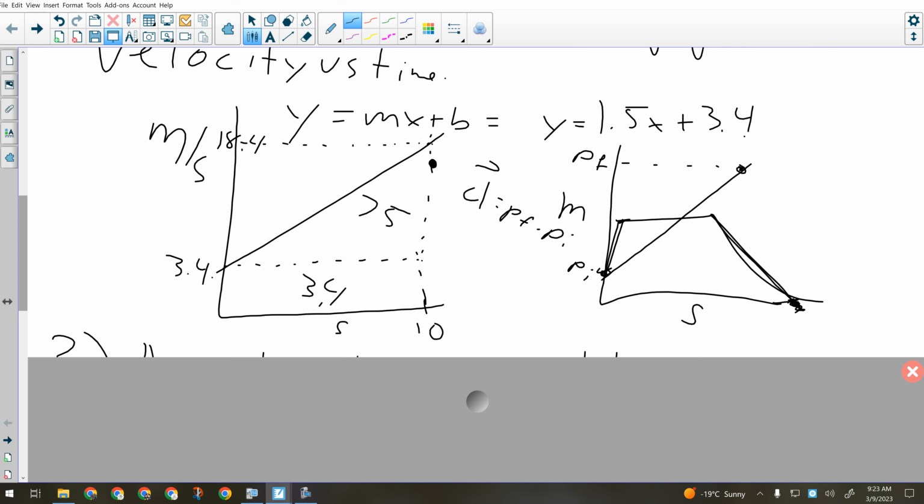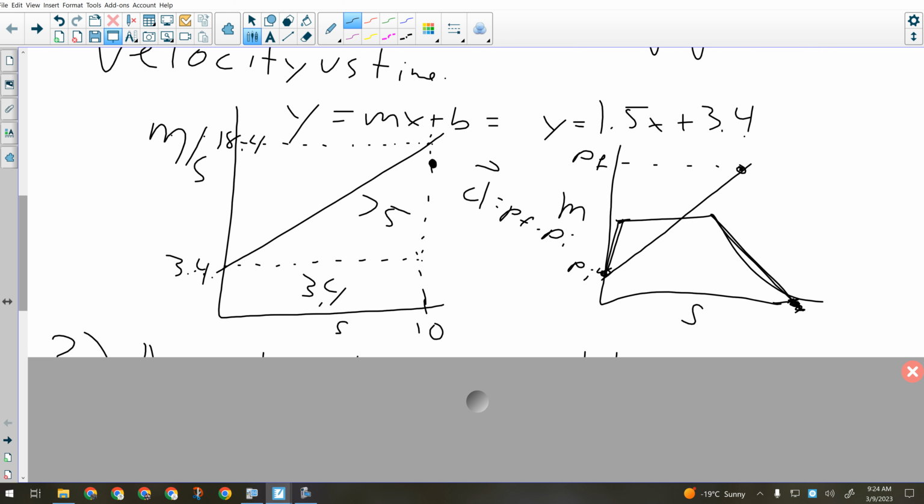If I had a velocity versus time graph like the one on the left here, I'd be given the equation for the line. What would the slope represent on this one? Yeah, the slope would represent acceleration because it would be meters per second minus meters per second, or VF minus VI, divided by time, y minus b over x. So things like that definitely could be on there.